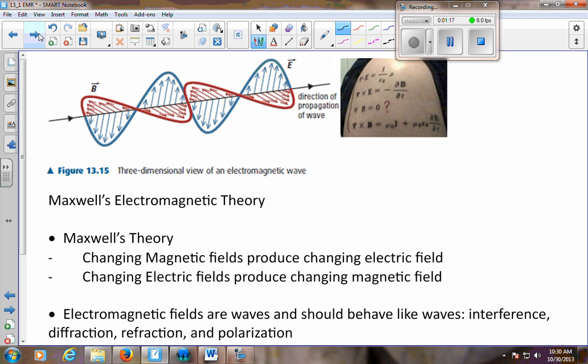So the first thing here that we're going to do is look at a person by the name of Maxwell. Maxwell is in that league of Einstein and Newton and those really important physicists that paved the way for us. His big contribution is what we call electromagnetic theory. Basically, what Maxwell did was he looked at a couple of experiments already done in physics.